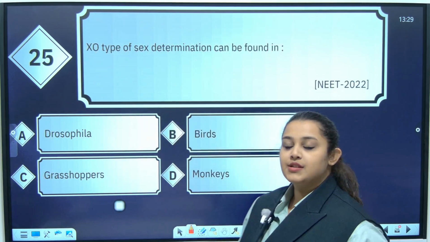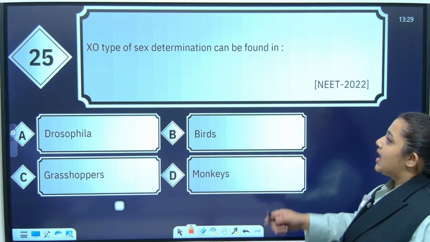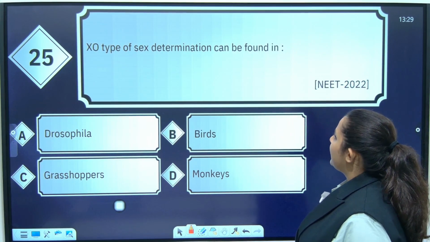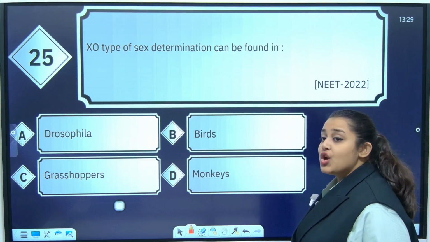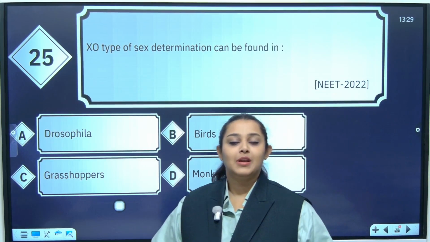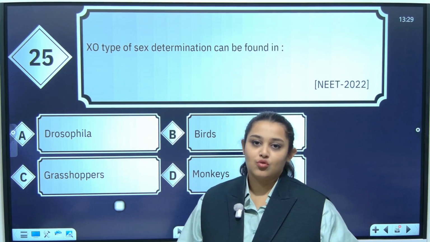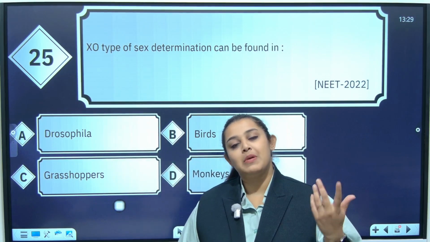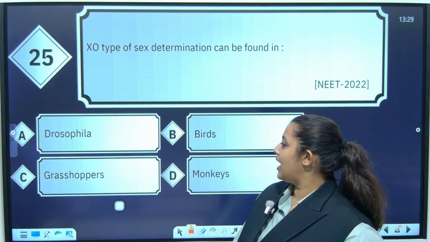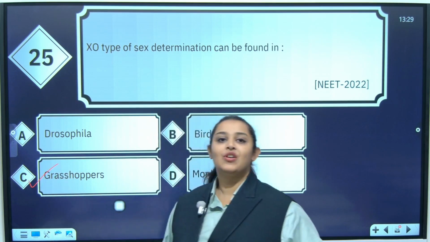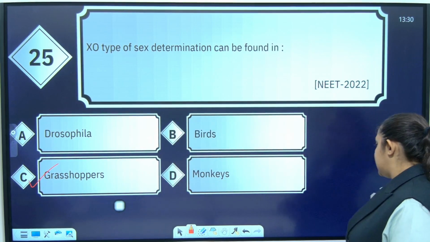Okay, let's continue with the next question, child. XO type of sex determination can be found in, so what is XO type of sex determination? In males, they have only single X chromosome, which is like this, whereas in females, there are two X chromosomes. Okay, this is seen in grasshoppers, so our option is C.